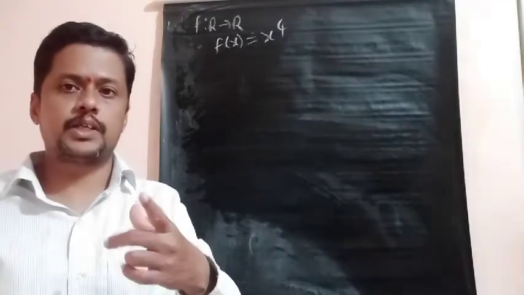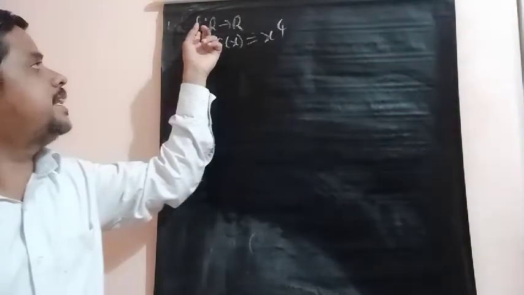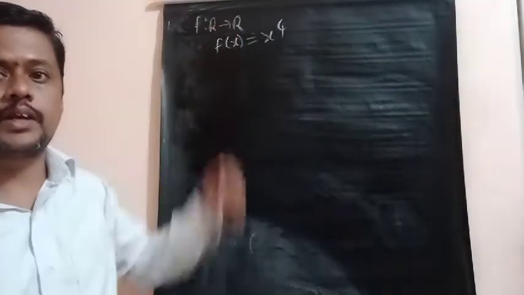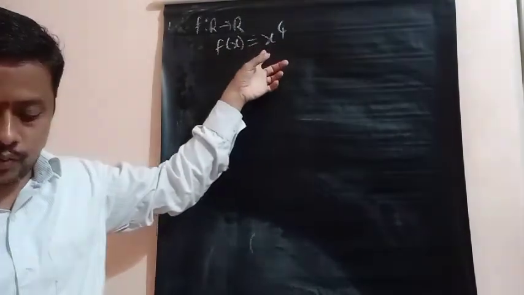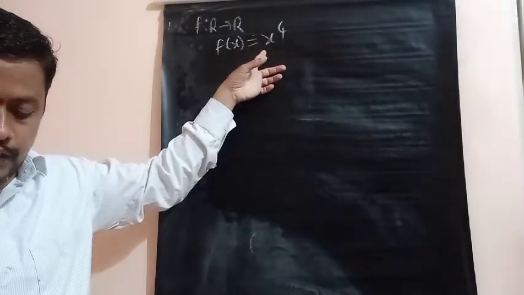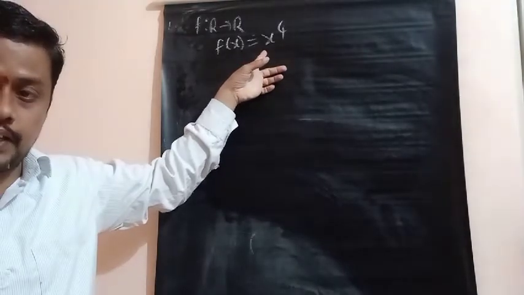See, next question. The function f maps R to R, given f of x is equal to x to the power of 4. Then f is... options are given like this. Go through this one like this.